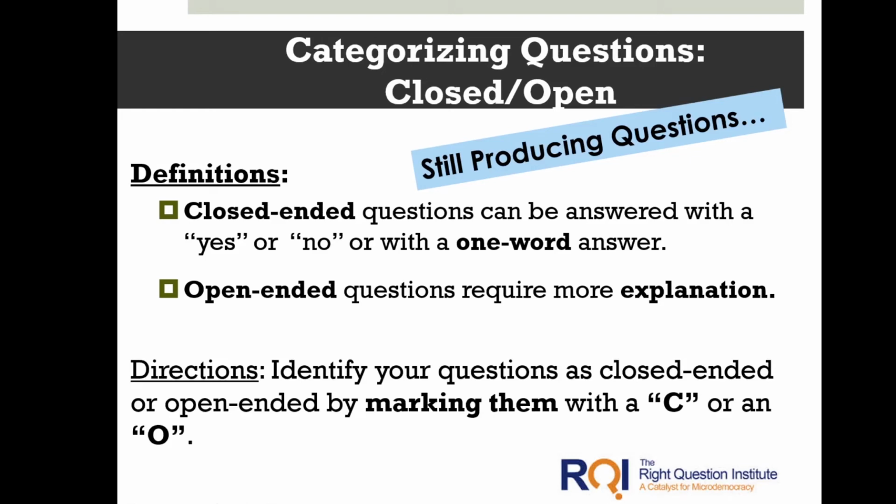So our next part of producing questions is for students to go through the questions that they've written, and if they've had a statement, they've turned it into a question. Now they need to identify their questions. Is it a closed question or is it an open-ended? And we ask them just to go through and mark C or O.